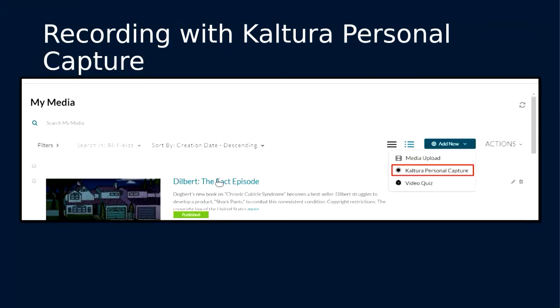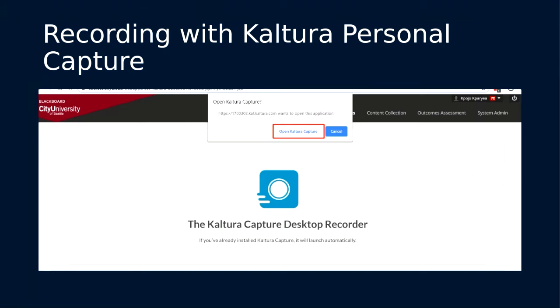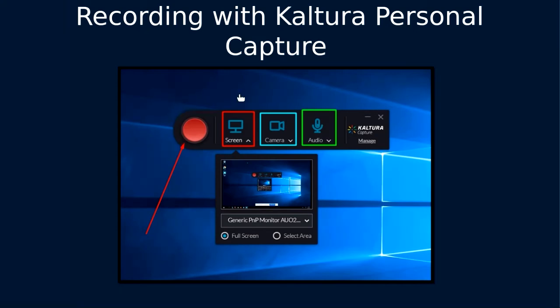But once you refresh the page after it's been downloaded to your desktop, it'll take you back to this original page with all your videos stored. So then you do the same thing again. You click Add New and Kaltura Personal Capture, and you'll go back to this page, but this time it knows you've already downloaded the software. So you just open Kaltura Capture, and this is what the software looks like, and it'll actually open on your desktop. So it'll open, and you can see these are the items that are on the recorder.